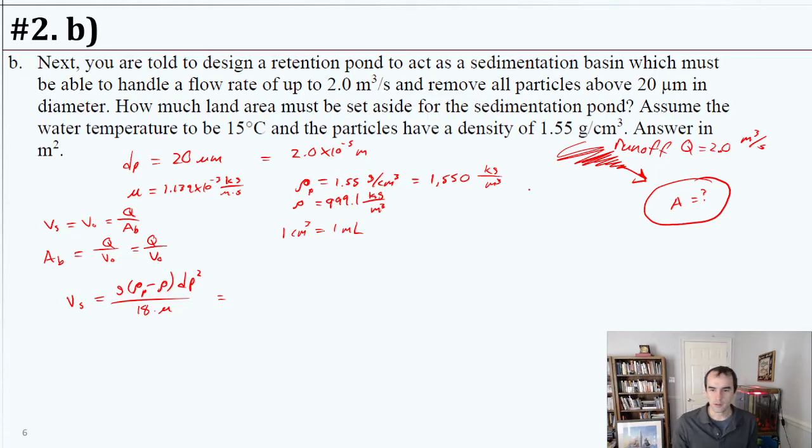All right, so our answer here would be 1.05 times 10 to the minus 4 meters per second for the velocity, and that gives us an area of the basin, which is equal to, and I had this one calculated already, that is 18,968 square meters.